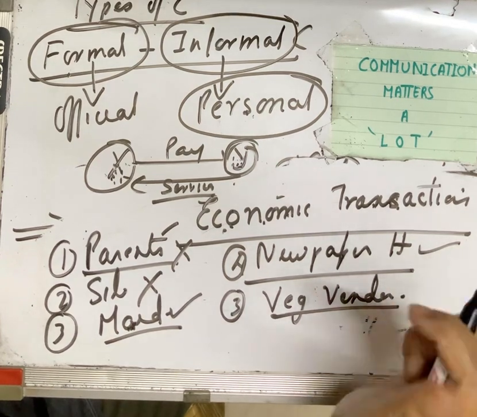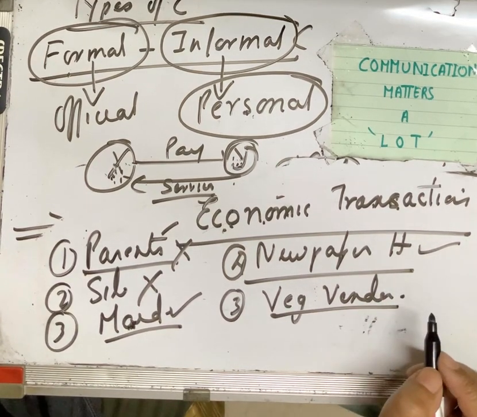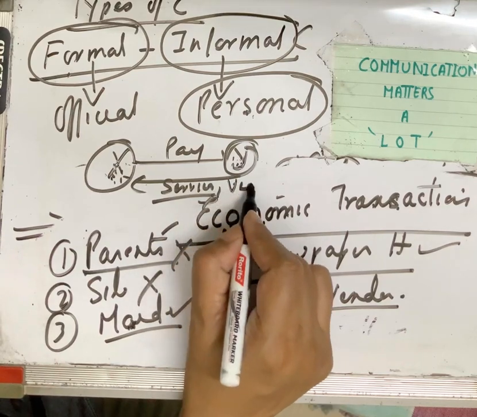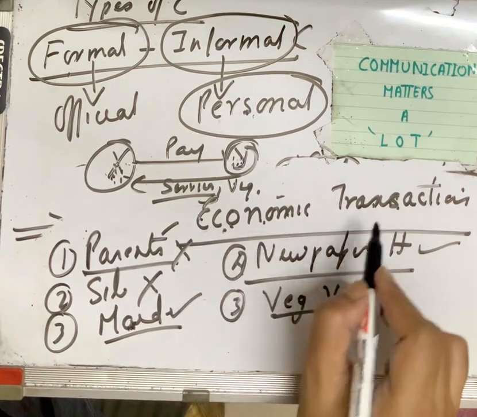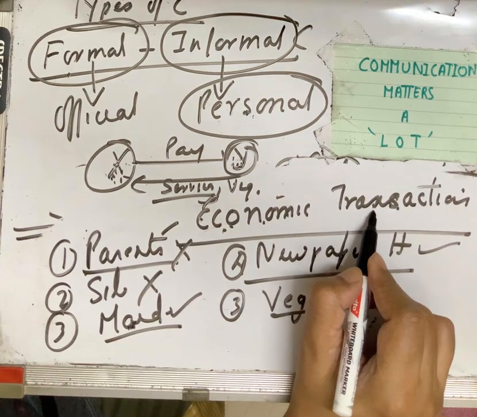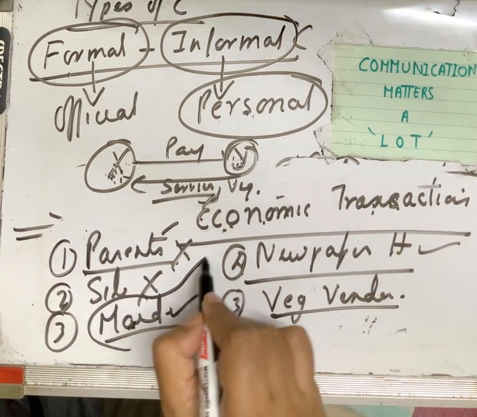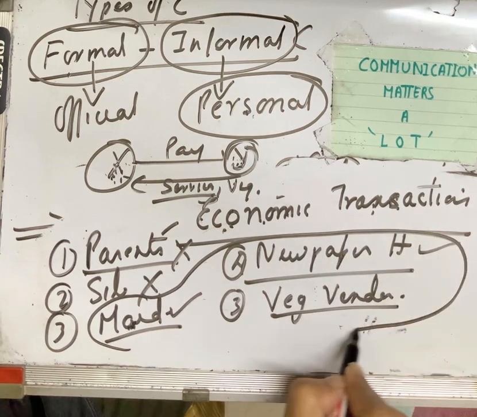He comes in, he carts the vegetables and fruits. Again, you pay and he gives you the vegetables. So, it is based on economic transaction. So, right from the maid, your economic transaction starts.